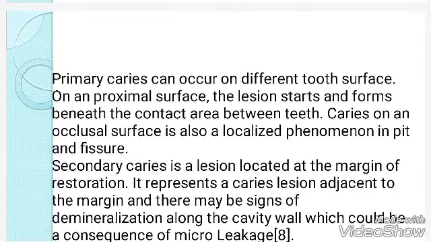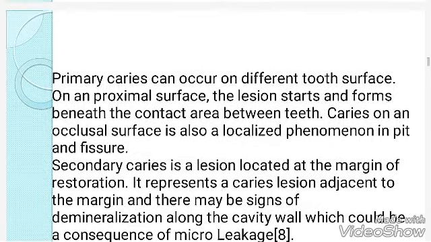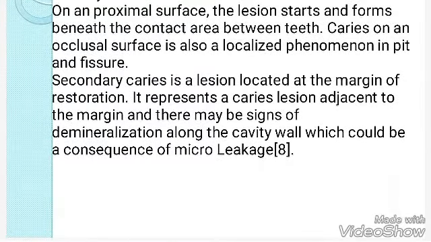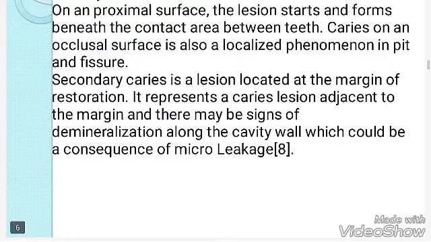Primary caries can occur on different tooth surfaces. On the proximal surface, the lesion starts and forms beneath the contact area between teeth. Caries on an occlusal surface is also a localized phenomenon in pit and fissure. Secondary caries is a lesion located at the margin of a restoration. It represents a caries lesion adjacent to the margin, and there may be signs of demineralization along the cavity wall, which could be a consequence of micro-leakage.